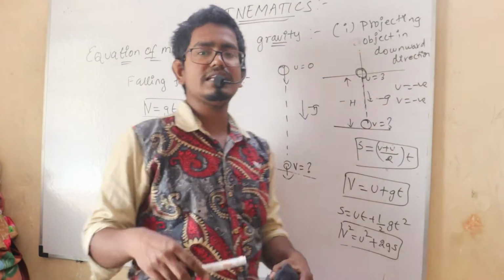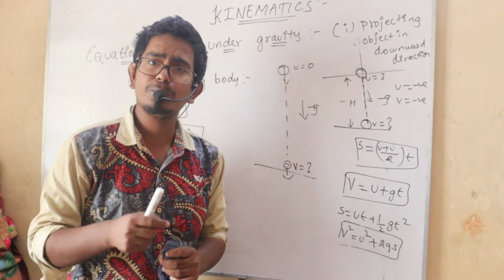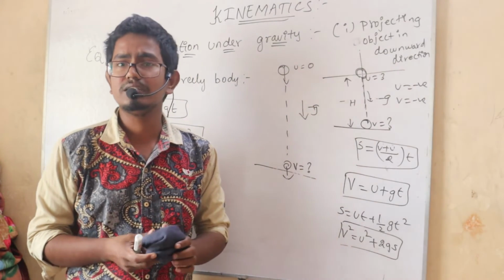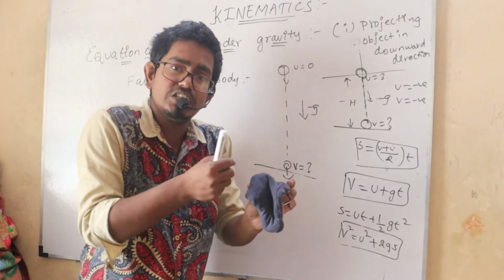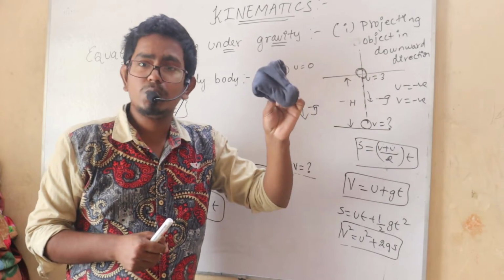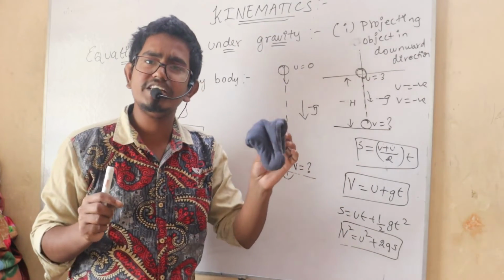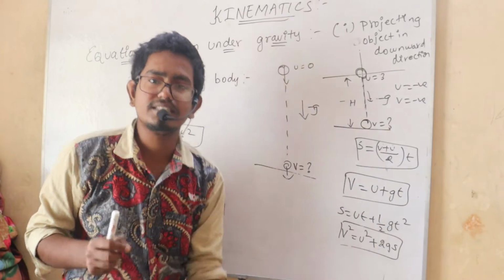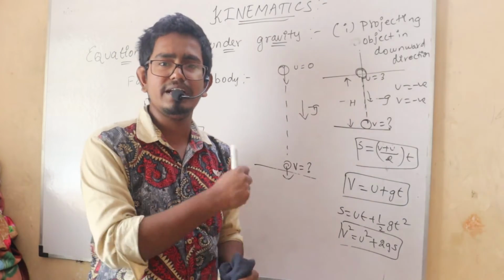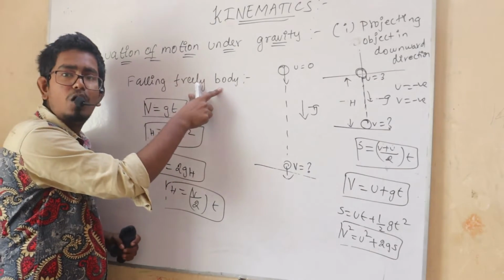So in this lecture we studied that whenever we project the object in the downward direction, it will have gravity. Even though gravity is pulling down, we also applied some initial velocity to this object in order to make it reach the ground. If we don't want to give any initial velocity, you just leave this object as it is. It will fall purely under gravity, and that object will be known as a freely falling body or freely falling object.